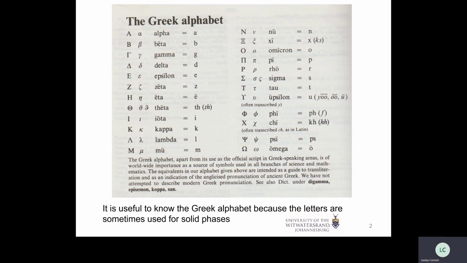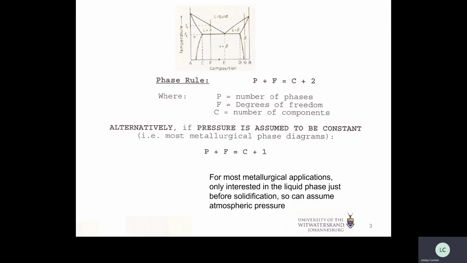So this is the Greek alphabet and it's useful to know it. We tend to use the small letters only, the lowercase if you like. Uppercase get used for all sorts of other things. So we use the small letters only, and we use these to denote some of the solid phases. And it's worthwhile getting to know them, or at least recognizing what they are, and then being able to look them up. I've put this in.